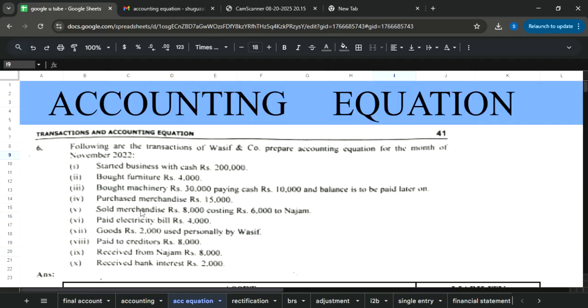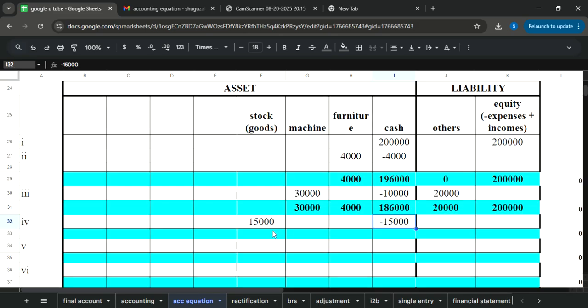Next, sold merchandise for 8,000, costing 6,000, to Najam. For the time being, please stop and listen very carefully. If a name is mentioned and cash is not written, you will consider it a credit transaction. That means cash is not paid over here. Once again, I am telling you, name is present. It means cash has not gone. It's a credit transaction. Sold merchandise costing 6,000. Your goods have gone out. Goods are going out, that means you will put the minus sign.